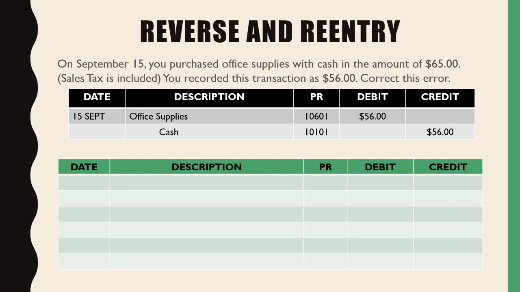So in order for me to reverse this entry and place it into the correct amount, how would I do that? If my original entry is that I debited my office supplies for $56 and I credited my cash account by $56, how do I reverse this transaction? Well, I know first you would record the date that you're doing it. You're doing it a couple days later, so say 17 September.